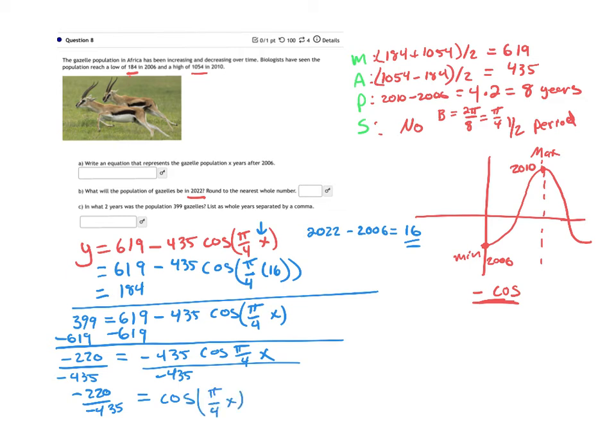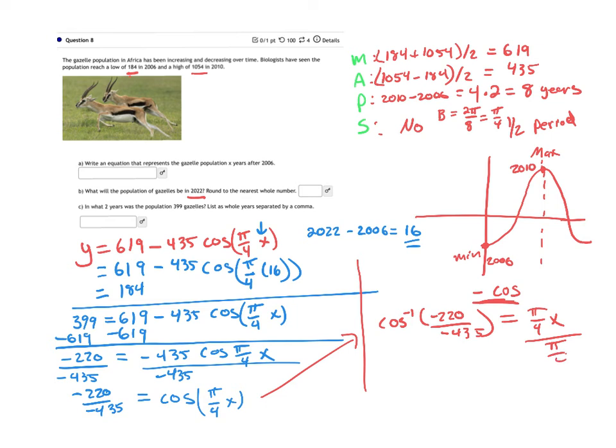Now, what I'm going to want to do here is the inverse cosine of both sides. So from there, I do the inverse cosine of negative 220 divided by negative 435, and that's equal to pi over 4x. Now, I'm going to divide by pi over 4, divide this by pi over 4. That cancels out, so that solves for x. When I put that all in my calculator, I'm going to end up with something like 1.325.